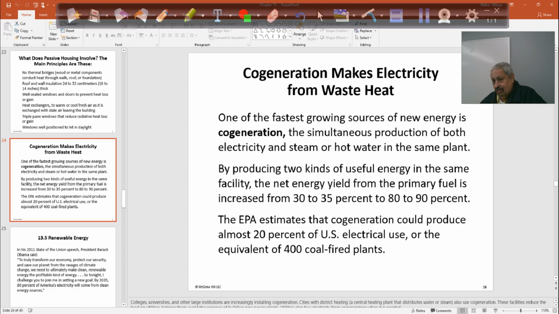What's the definition of cogeneration? The simultaneous production of both electricity and steam or hot water in the same plant. This is a very good way to reduce cost. Now you are producing electricity, whatever type you are producing in your plant. Suppose you are using a nuclear plant, okay? In the nuclear plant, you are producing energy. Now you are using coolant. You are using what? Cold H2O. Tap water will come in.